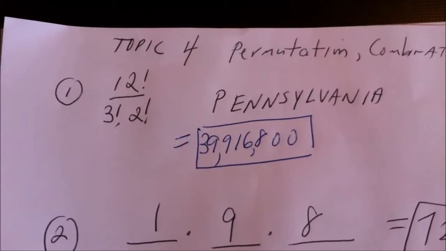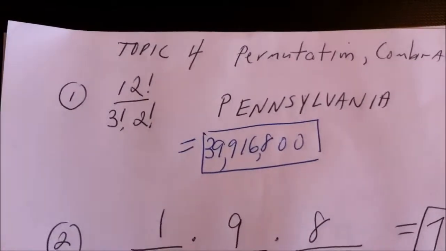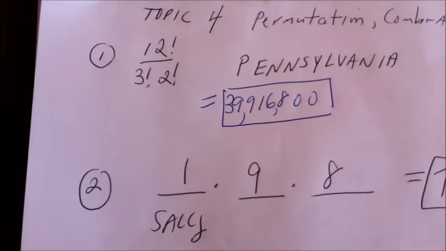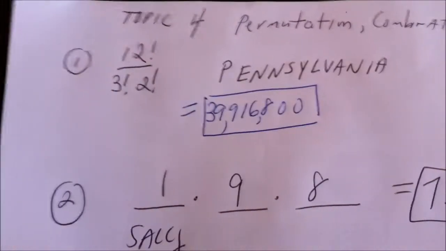Alright, so here we go again. It is topic 4, and I just sound like a game show host there, didn't I? Permutations, combinations, and some factorial stuff.